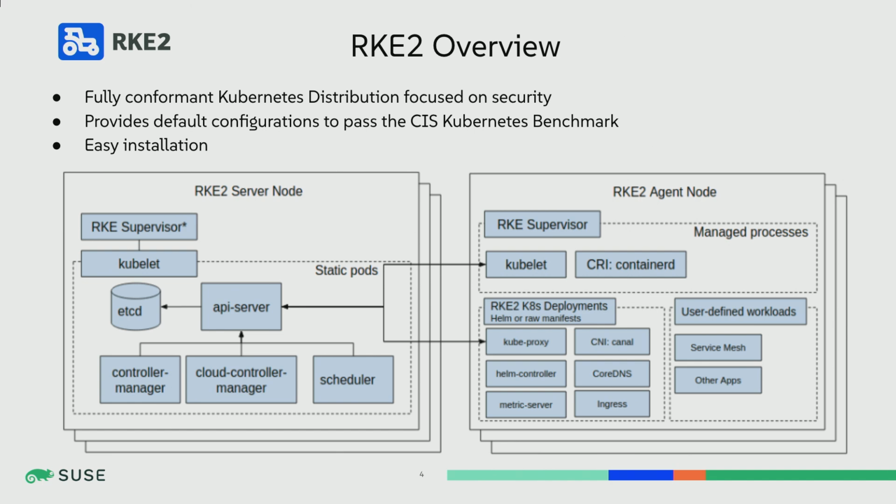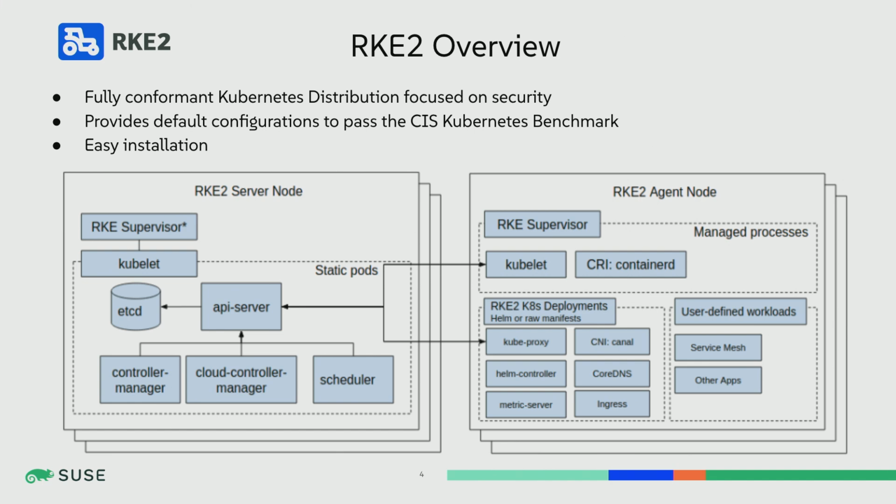Basically because it deploys all those components in a single binary using Helm controllers. So kube-proxy, the CNI, CoreDNS, metrics server, and ingress are already built in. Of course, you can change that. For example, you can use different CNIs. You can use, instead of kube-proxy, eBPF configured using Cilium if you want to.